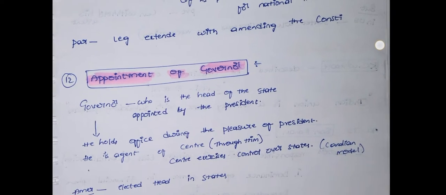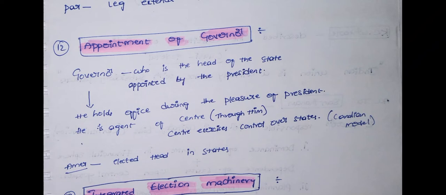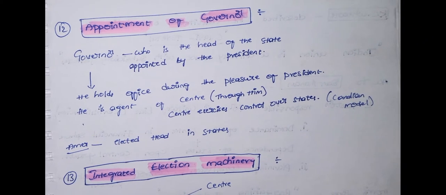The next one is the appointment of the governor. The governor is the head of the state, and he is appointed by the president and holds office during the pleasure of the president. So the governor is the agent of the center, and the center exercises control over the states through the governor. But in America, there is an elected head in the states.